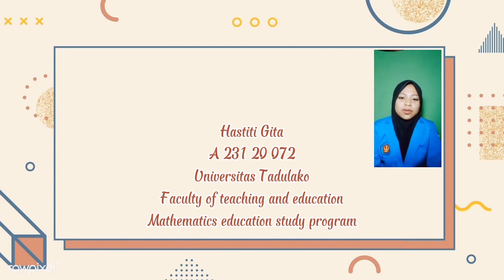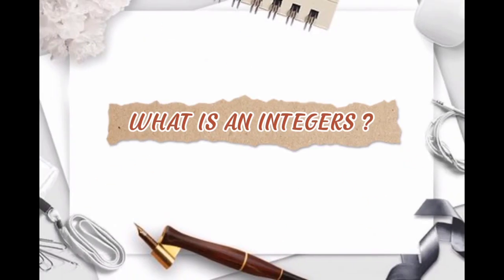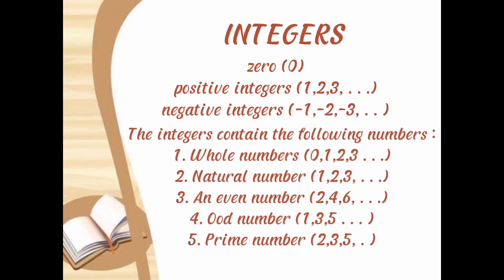Okay, in this video, I will discuss integers. What is an integer? Integers consist of zero, positive integers, and negative integers. Zero only consists of zero, and positive integers start from 1, 2, 3, and so on, while negative integers start from -1, -2, -3, and so on.